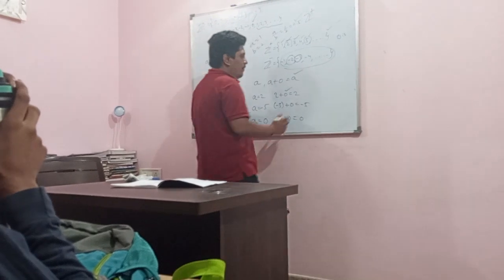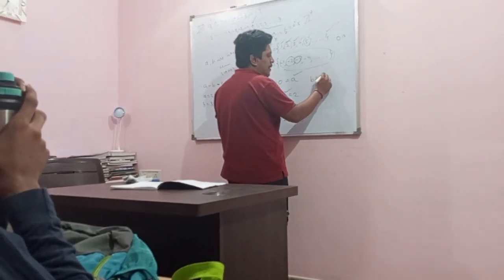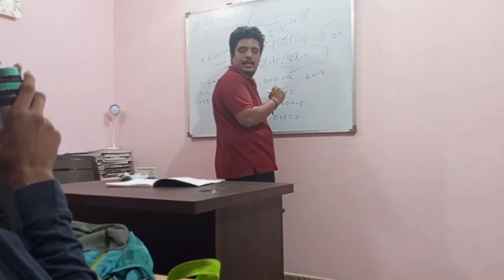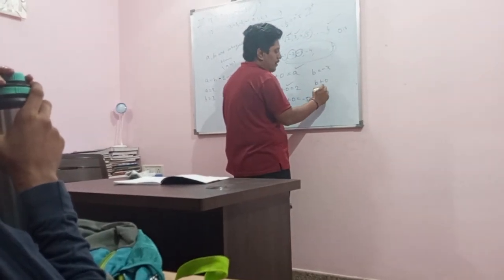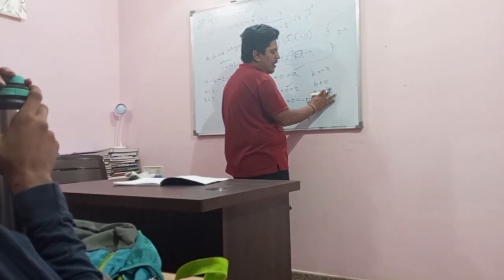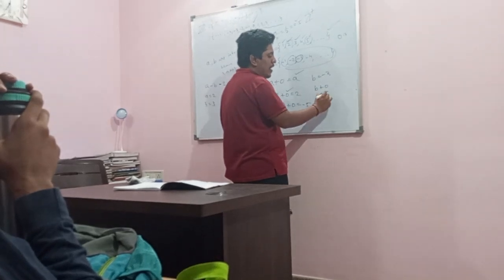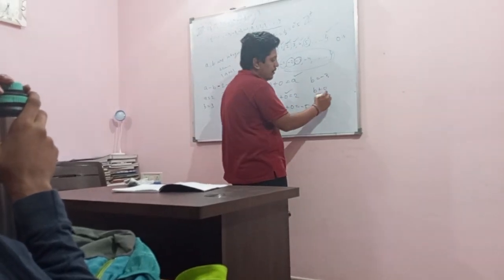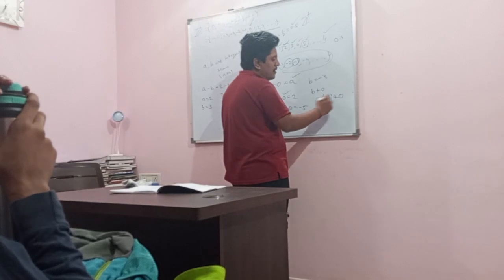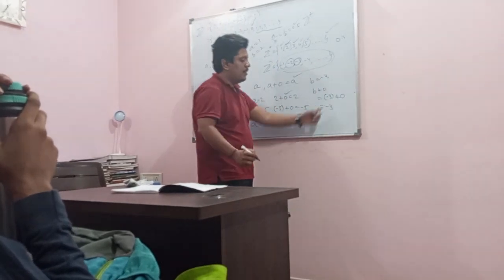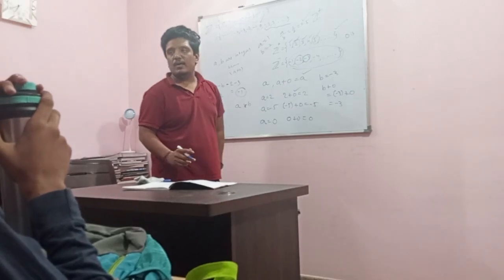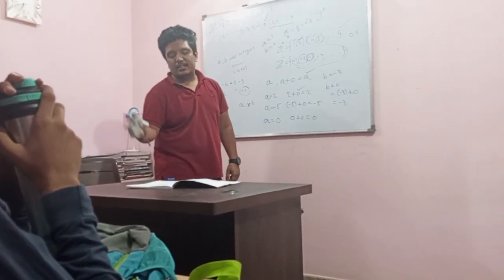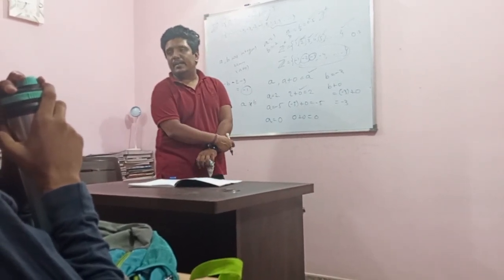Now let me take one more example. b is equal to minus 3. What is b plus 0? b. We'll verify. What is the value of b here? Minus 3. Minus 3 plus 0 is how much? Minus 3. So we got the same. Correct? That's why 0 is called additive identity.